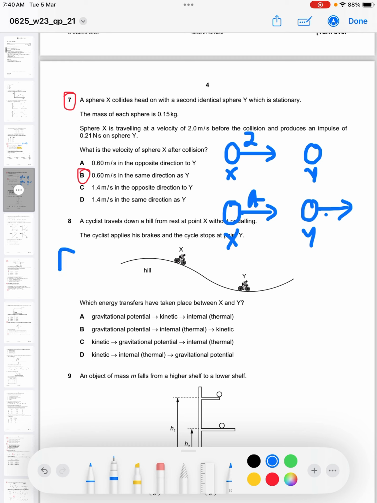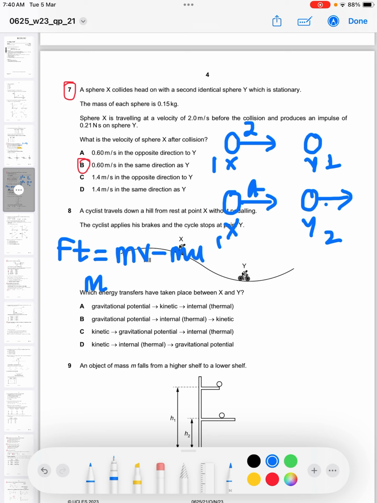Now you must know what impulse is. Impulse is force times time on sphere y, which is the change of momentum of sphere y. So now we're going to apply the principle of conservation of momentum. For sphere x, I'm going to consider it to be sphere 1, and this is sphere 2. The total momentum before collision is m1 times u1, its initial speed, plus m2 for sphere y times its initial speed, which equals the momentum of sphere 1 finally plus the momentum of sphere 2 finally.